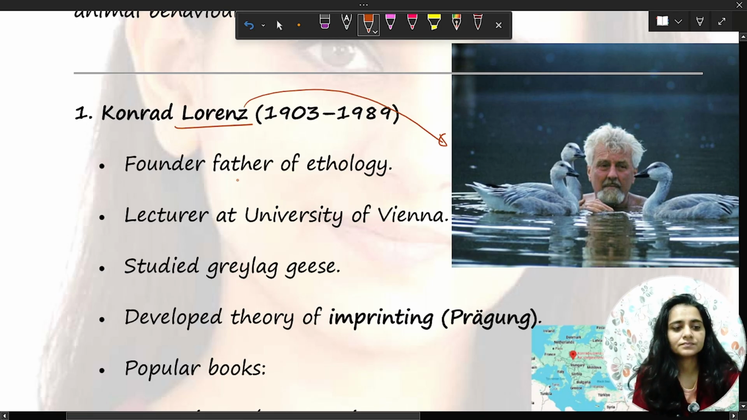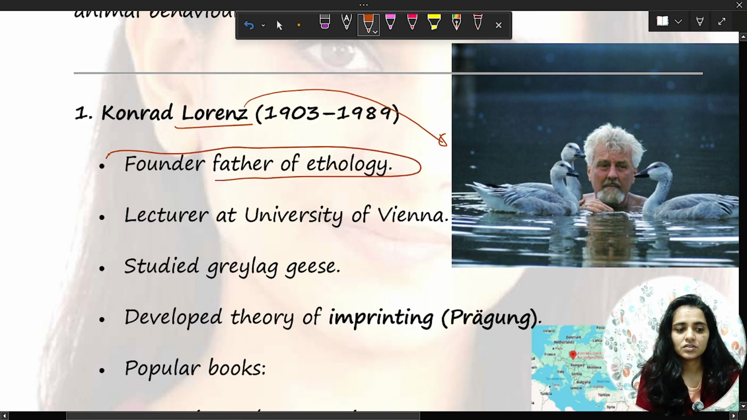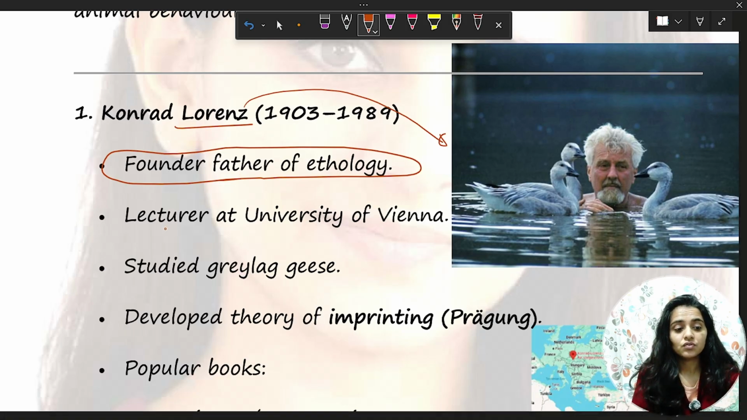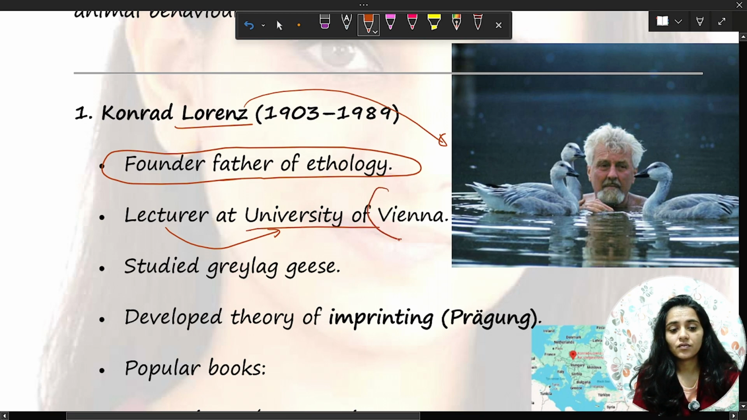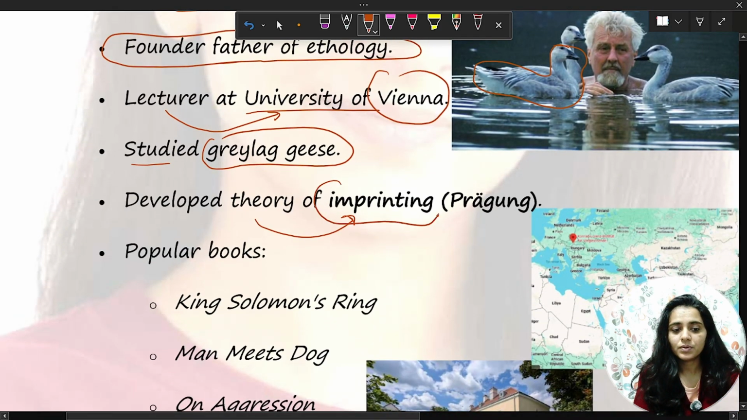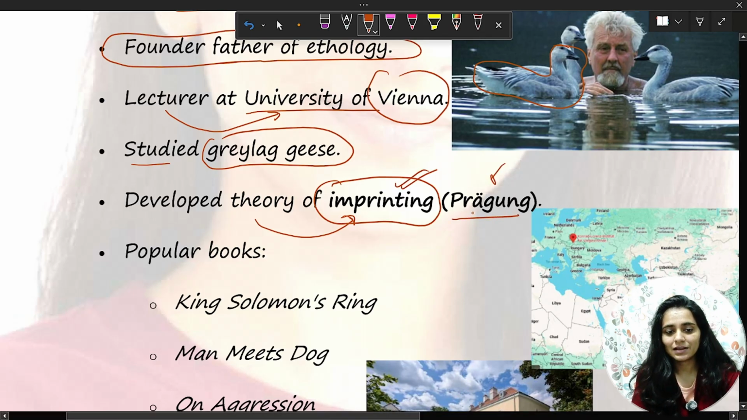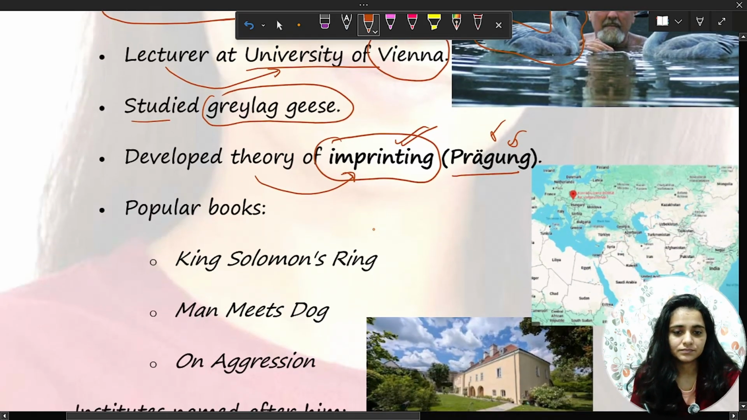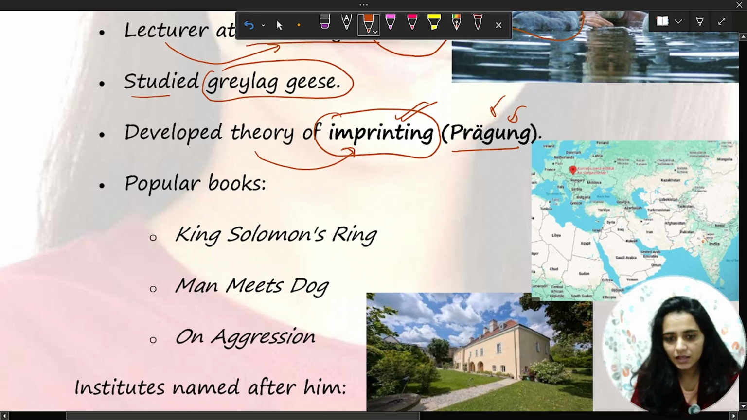This is Lorenz. You will know him. Father of ethology, and he was a lecturer at the University of Vienna, Austria. He studied greylag geese. He studied these animals and developed a theory, imprinting theory. You should remember this. In the Germanic or Austrian language, it is called Prägung.